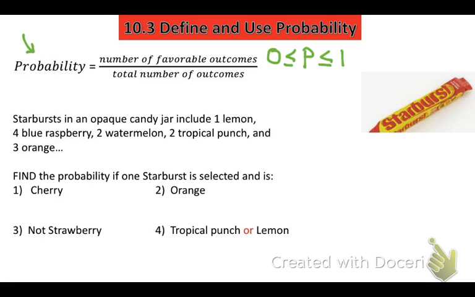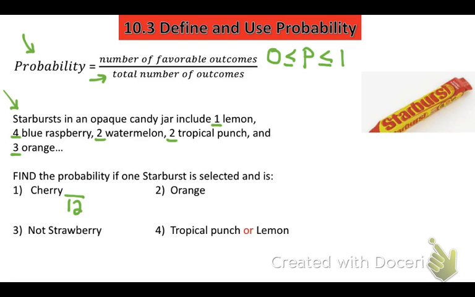Probability is the number of favorable outcomes over the total number of outcomes. So we'll look at this example where we have Starburst in an opaque candy jar. That means we can't see through the candy jar. We have 1 lemon, 4 blue raspberry, 2 watermelon, 2 tropical punch, and 3 orange. So our denominator is the total number of outcomes, which for picking any Starburst is going to be 12.